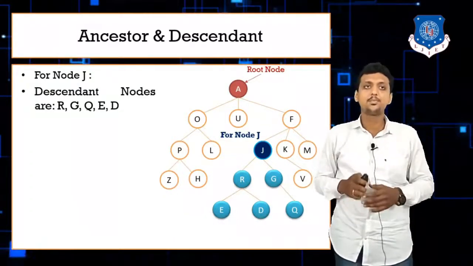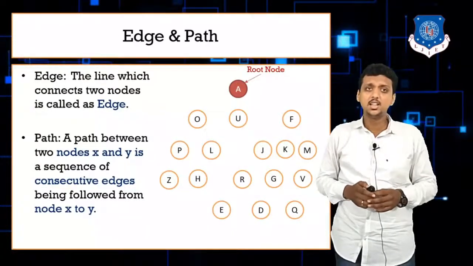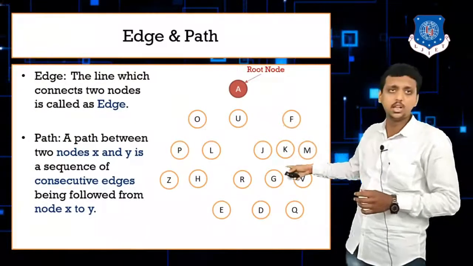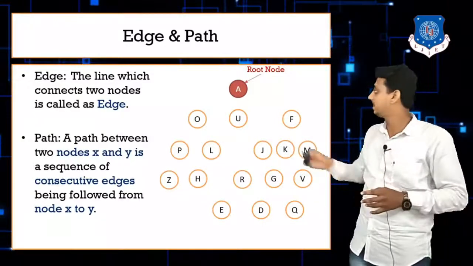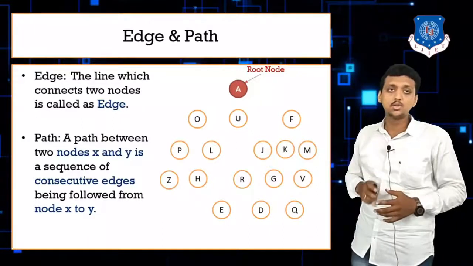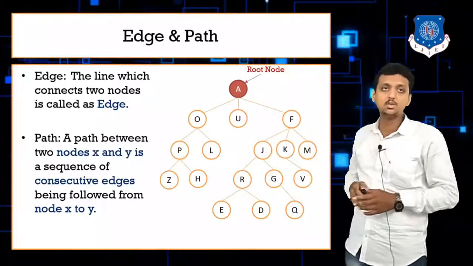Okay, now next is edge. If we consider this whole tree, right now you can see there are no lines connected between these nodes. The line connected between two nodes is known as an edge.